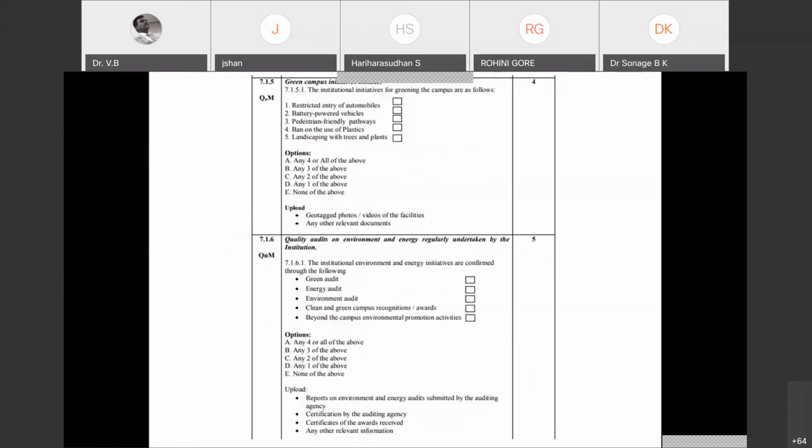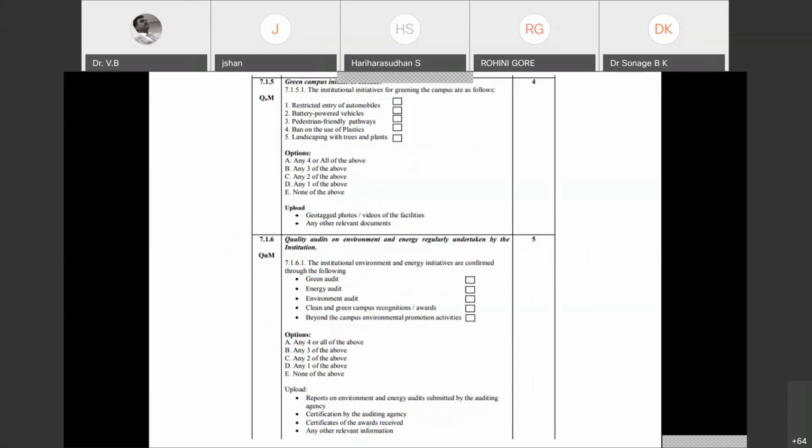Then green campus initiatives, it's a quantitative metric. So for the number of check boxes that you check over here, the corresponding geotagged photographs of every box should be uploaded. And the next one is a quantitative metric again: quality audits, green audit, energy audit, environment audit, and whether the institution has won any awards on clean and green campus.